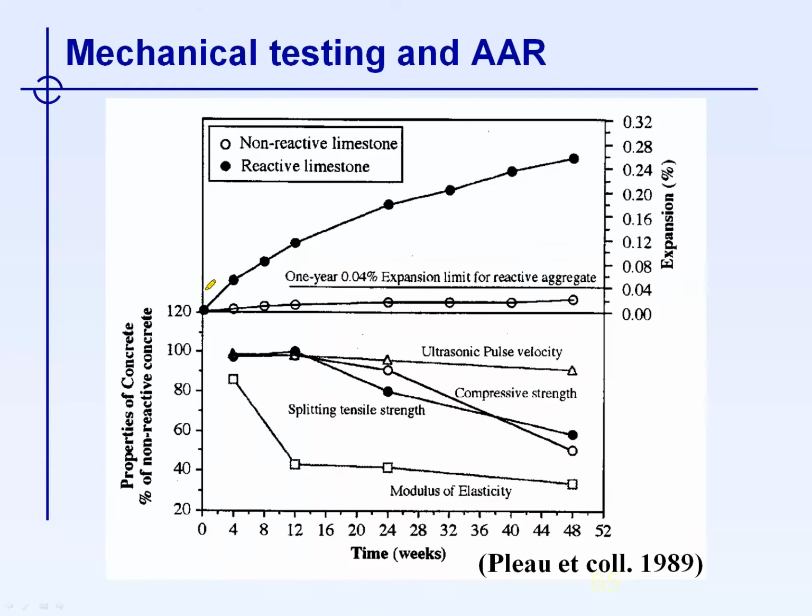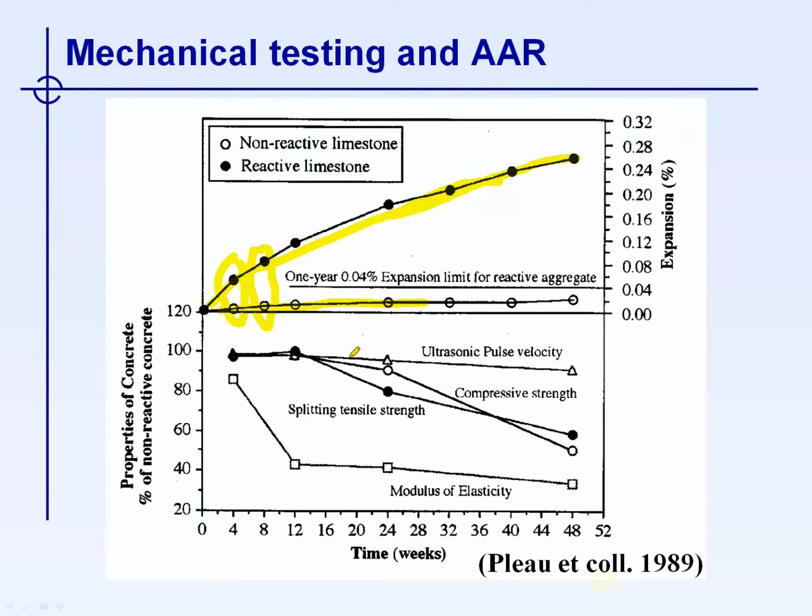This is illustrated on this graph here, where we see a plot of the expansion of concrete specimens incorporating reactive limestone aggregate and non-reactive limestone aggregate. So specimens were made, concrete cylinders, and at specific ages, the specimens were taken out of the testing condition and were tested in the laboratory for their mechanical properties. So you can see here that we have high expansion for the reactive concrete and very little expansion for the non-reactive concrete.